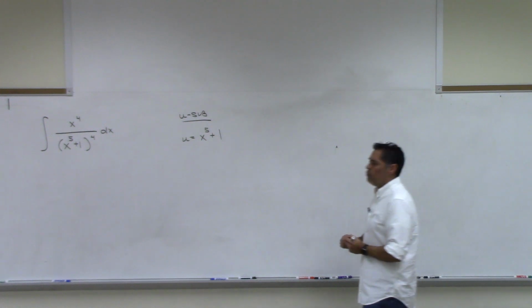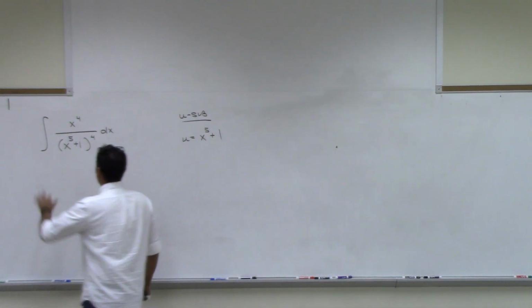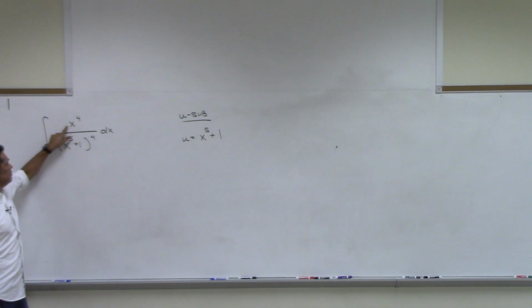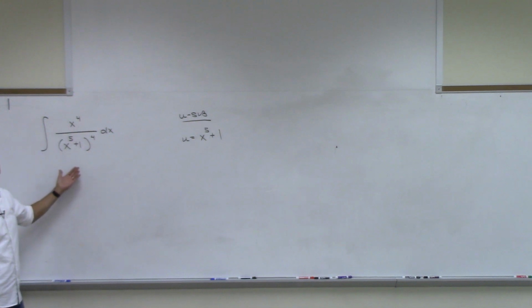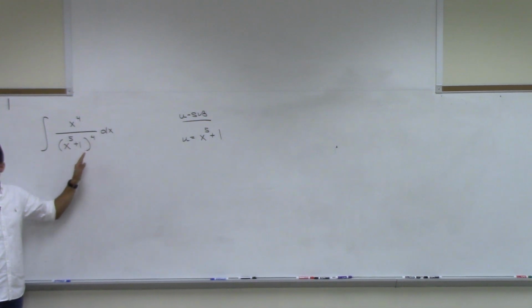Why do I not use x to the fourth as my u? What's the derivative of x to the fourth? 4x cubed. Do you see an x cubed? No, right? Why don't I use the whole thing? What's your question?